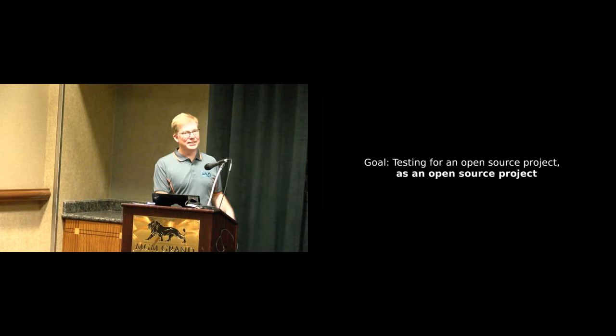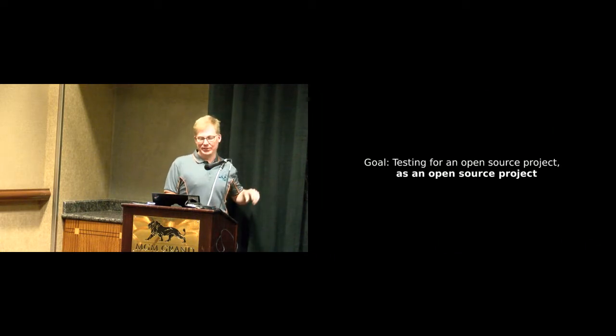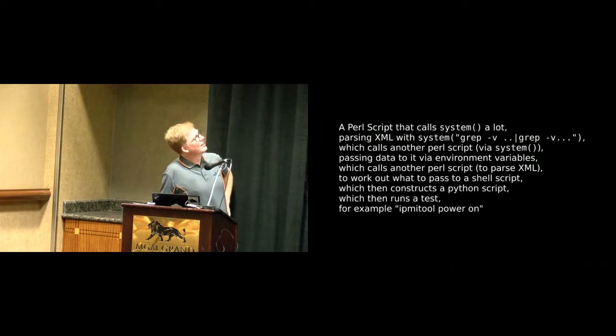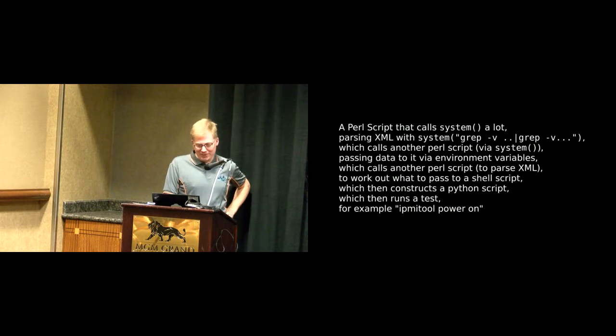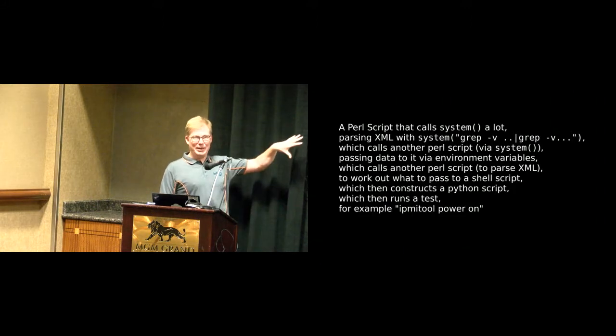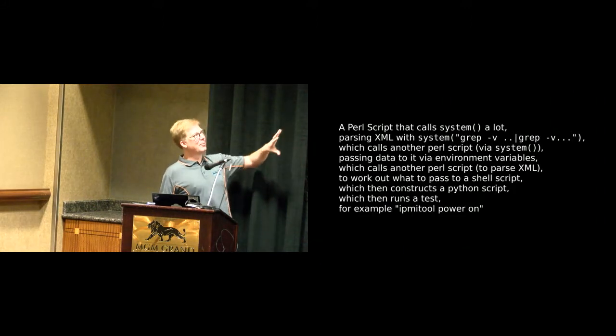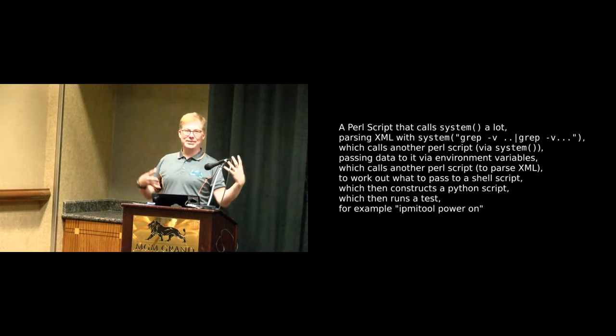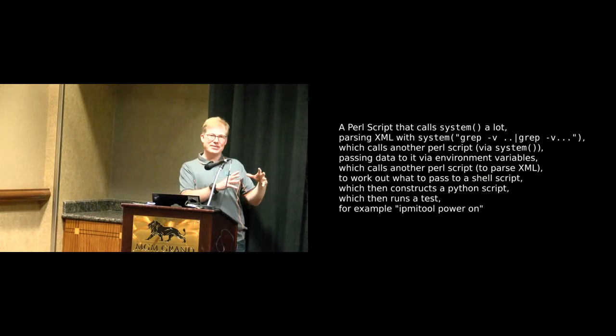Now, the initial state of this test suite from the rescued internal code was possibly not ideal. I worked it out, and there was a Perl script that calls system a lot, parsing XML with grep, which calls another Perl script via system, parsing data via environment variables, which calls another Perl script to parse XML to work out what to pass to a shell script, which then constructs a Python script which then runs a test, for example, power on. And this was through a whole bunch of trying to grab things internally to get as much test coverage as possible and have something that worked.